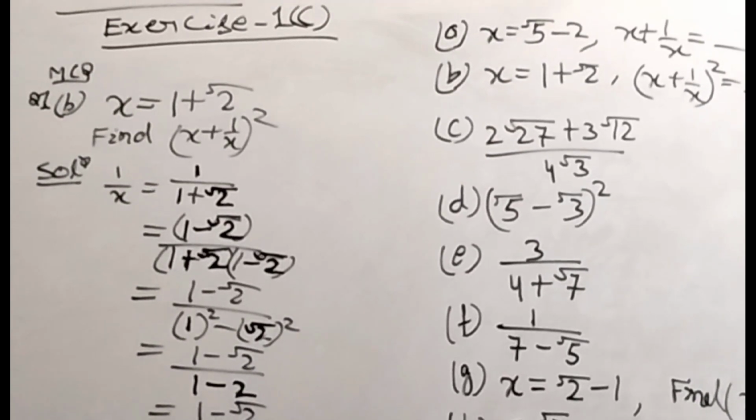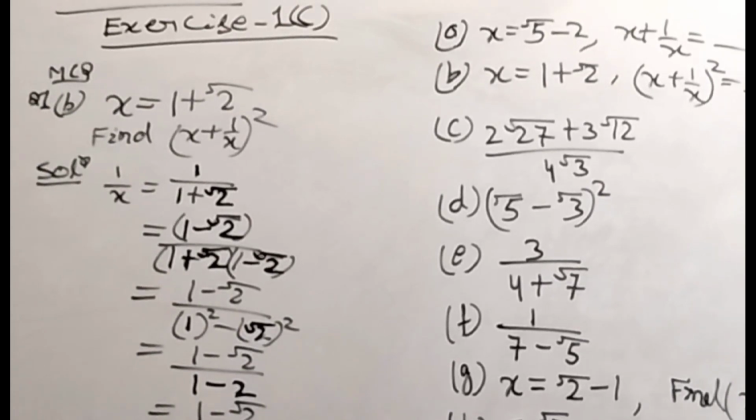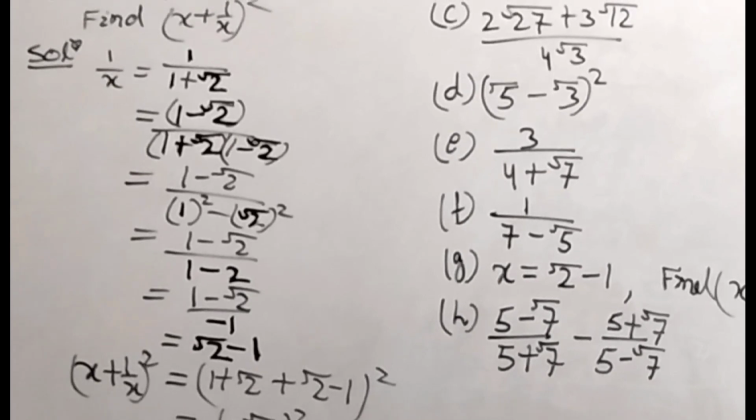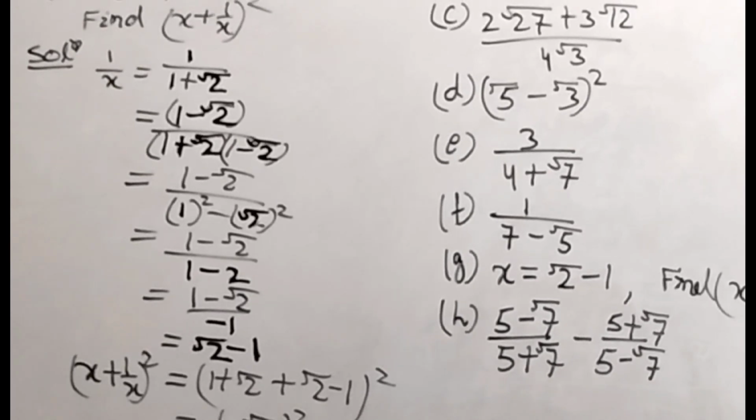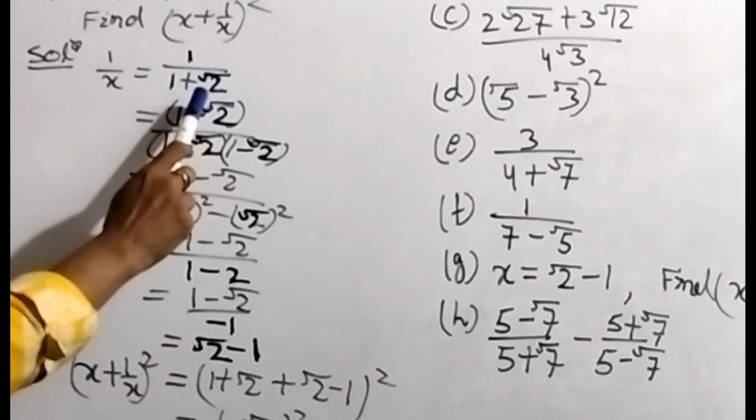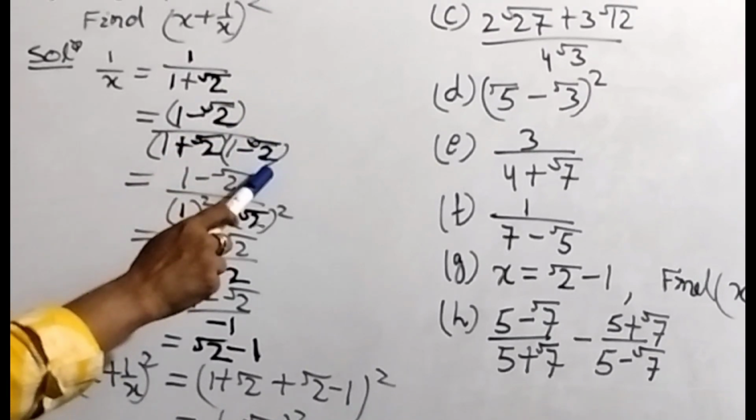9th class rational number exercise 1C MCQ question number 1B. Given x equal to 1 plus root 2, you have to find x plus 1 by x whole square. How can you find x plus 1 by x whole square? You see, this is your x equal to 1 plus root 2. 1 by x equal to 1 by 1 plus root 2. We have to multiply 1 minus root 2 in numerator and denominator.